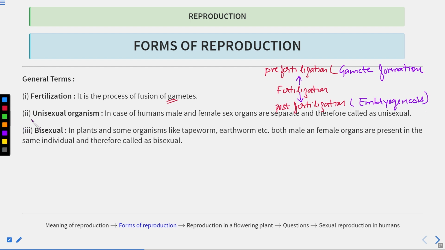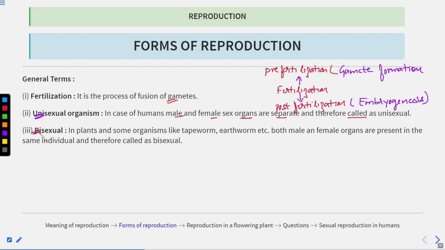Now, next one is the bisexual. Next one is the unisexual organism. What are unisexual organisms? In the case of humans, male and female sex organs, the testes and the ovaries, are separate, and therefore human beings are known as unisexual organisms.